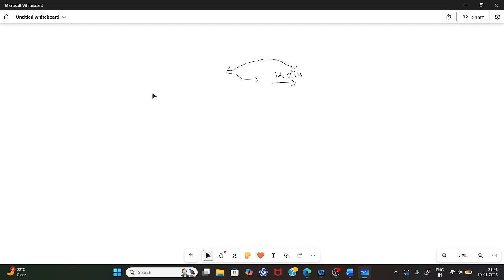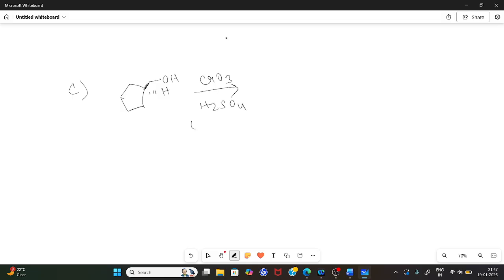Okay, so let's take a look at option C. Option C says at the first stage, they are basically treating it with the Jones reagent. Okay, this is the Jones reagent. It's an overoxidant, and you know that Jones reagent should directly convert it into an acid.